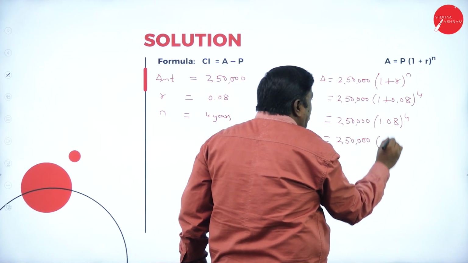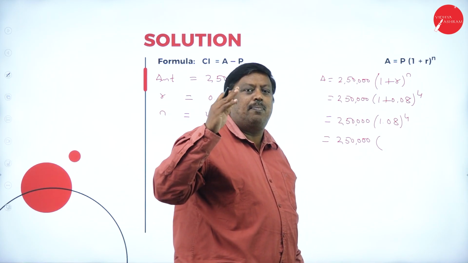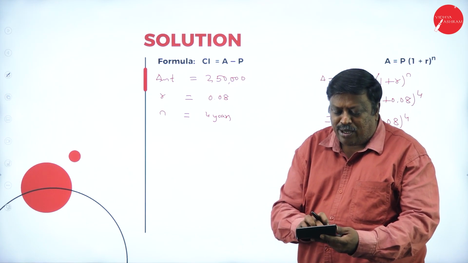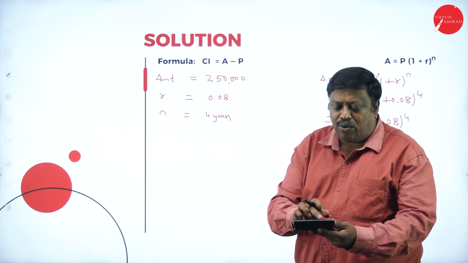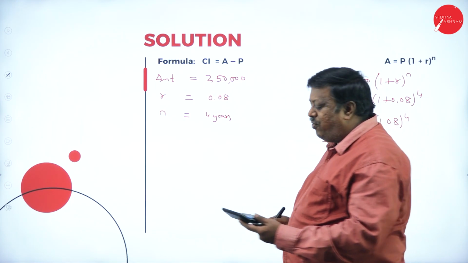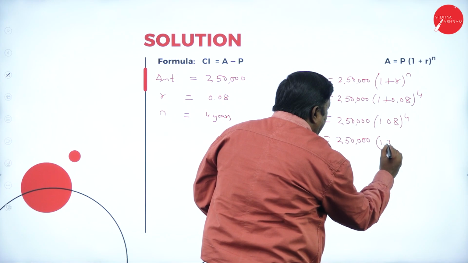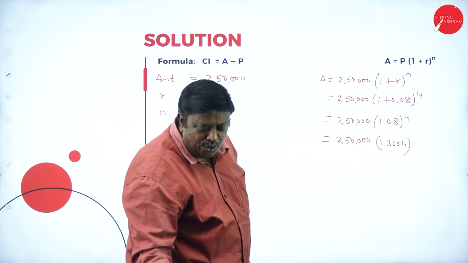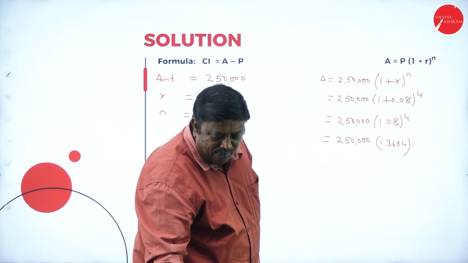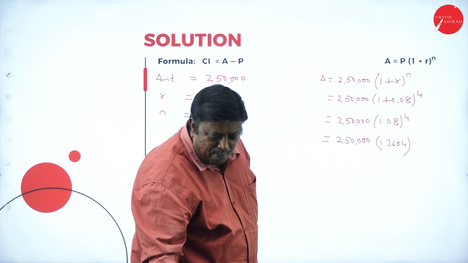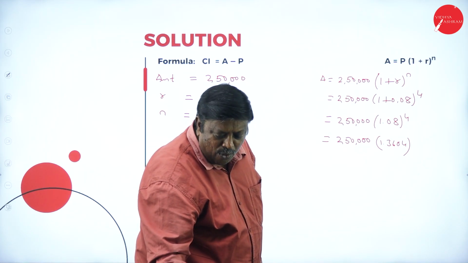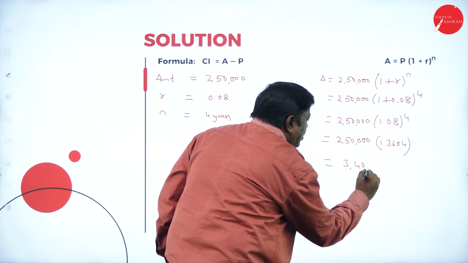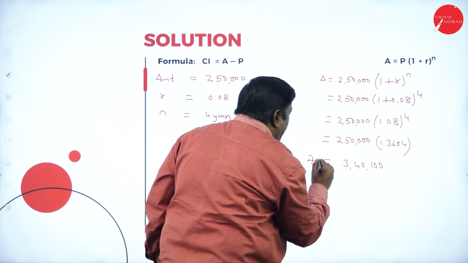2,50,000 into 1.08, we have to multiply 4 times, 1.08 into 1.08, 4 times. It will be 1.3604. 1.3604 into 2,50,000 will be 3,40,100. The annuity value after 4 years will be 3,40,100.